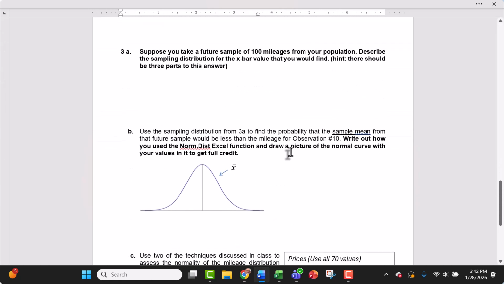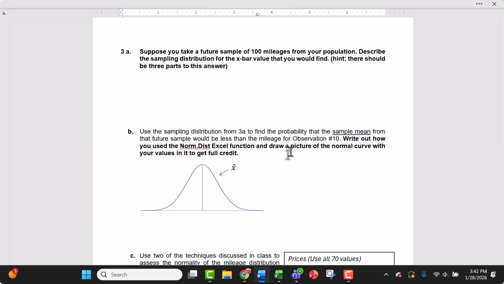In question 3, you're going to be doing sampling distributions. Again, thinking back to the printout you gave me in question 2, what if you took a future sample of 100 mileages? That's the sample size here. If you took a sample of 100 mileages from your population, what would the sampling distribution of X bar look like? We're going to talk about 3 things.